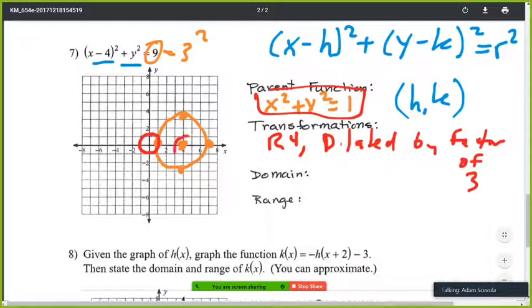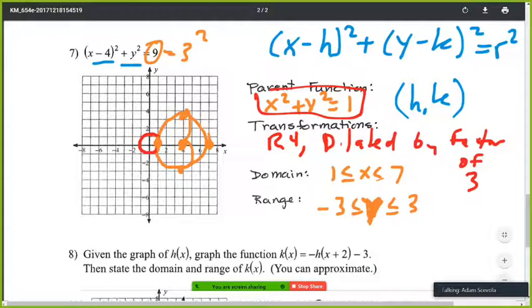So you take that one, and all those points get triple the distance that they were from the center. So the domain of the orange graph is every x value between 1 and 7, and the range is every y value between -3 and 3. Alright, so circles are kind of special.